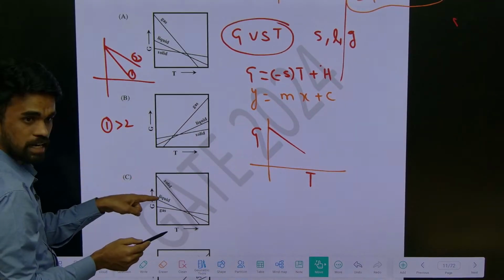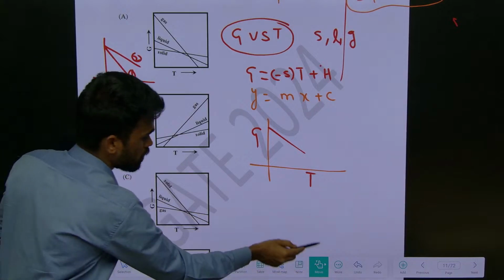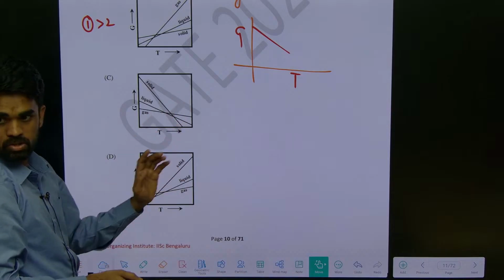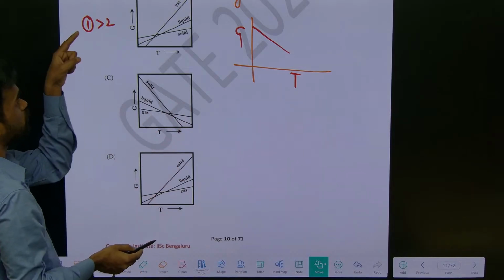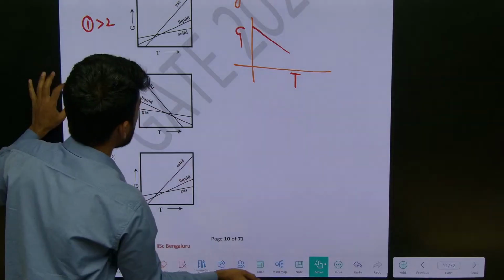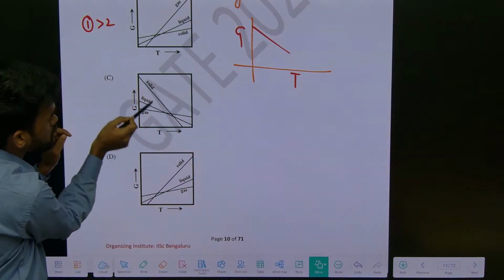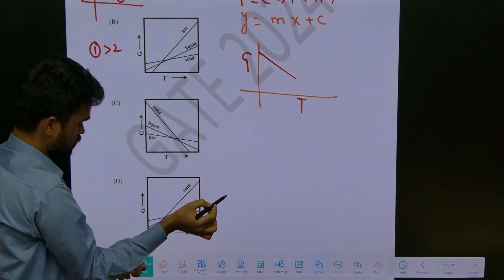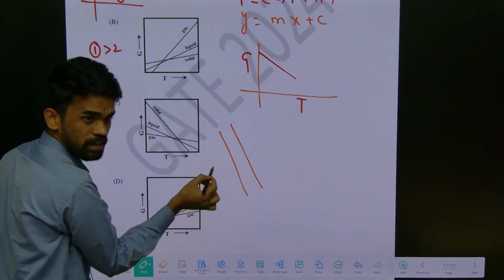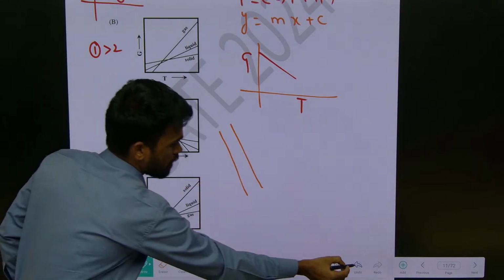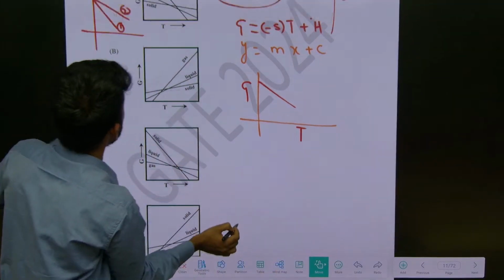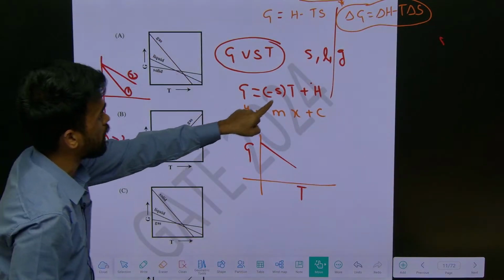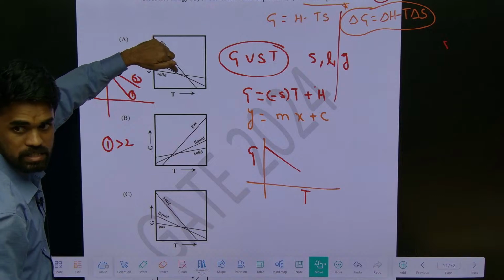Again this is negative, might be from A, C, or this one, is this correct? No, this is positive slope, so this is also incorrect. So either it can be from A or C. Now what I told you, where you are seeing more slope here, the line which is like this, you need to identify which is having more slope. Out of this, this line is having more slope, you can see.